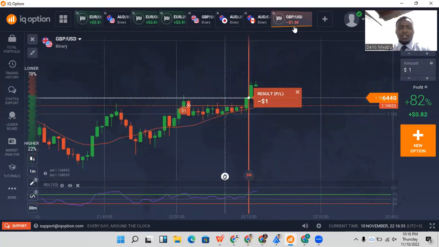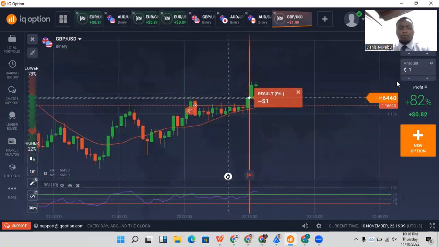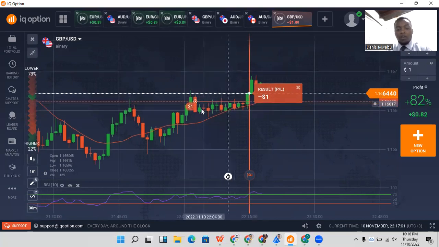You can see on this trade I've actually lost. The reason I lost is that on IQ Option, I didn't have the option of a 5 minute expiration. This means that in the next 5 minutes, the price will have been down. You can see here, on the next 5 minutes, this is how I would have predicted it: in the next 5 minutes, the price will have been down.